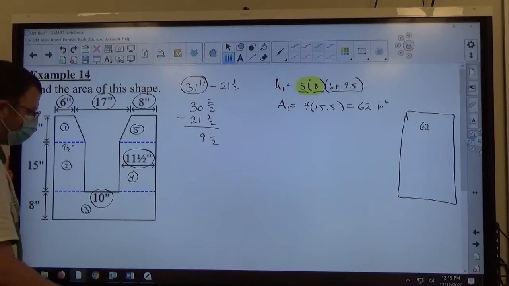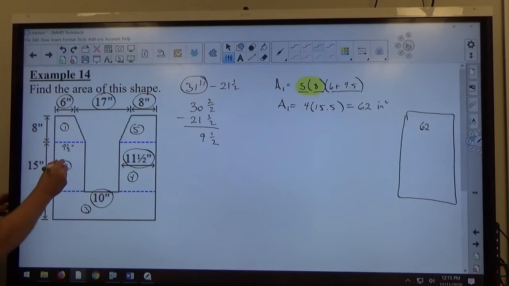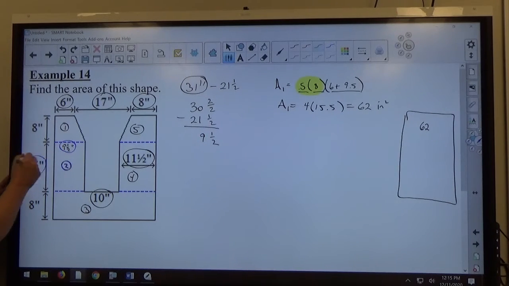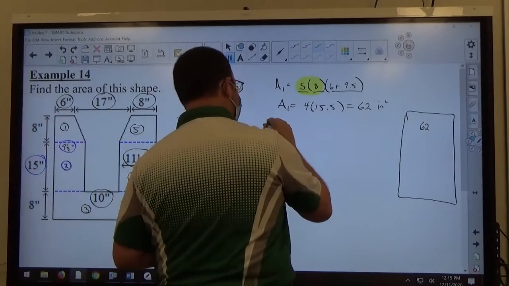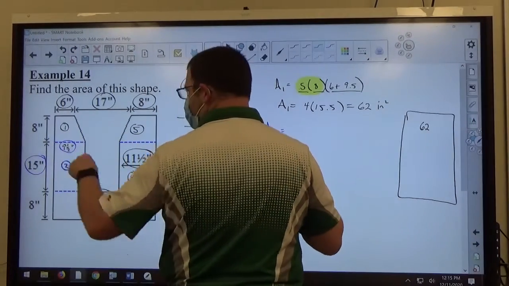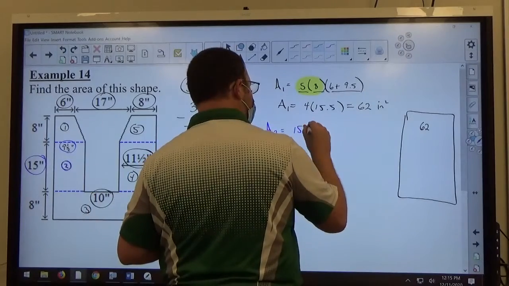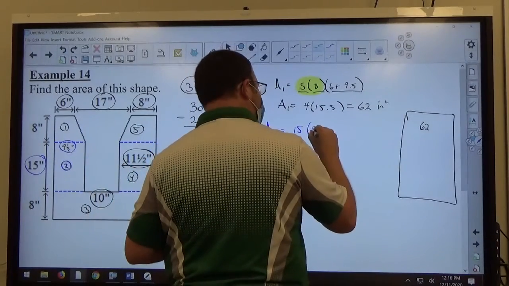My next figure, figure 2, I'm going to do in blue. This is a rectangle. The dimensions of the rectangle are 9.5 inches and 15 inches, and the area of a rectangle is just length times width. So A sub 2 is equal to 15 times 9.5, again as a decimal, 9.5.